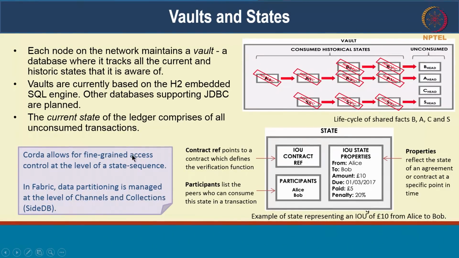Corda allows for fine-grained access control on the state sequence. So I can say who gets access to which state information. I can do that in a fine-grained manner. Fabric, in contrast, allows this data partitioning through the notion of channels and collections. In Corda, just the way the message passing works and how the transactions are shared, we'll see how that works. That itself gives you a very strong notion of privacy. Only the participants of a transaction will ever see the transaction and the data within it. So then how the distributed ledger works will be the next couple of slides.